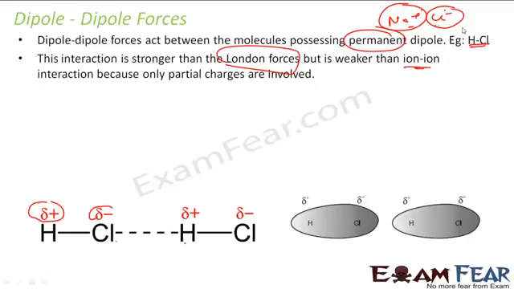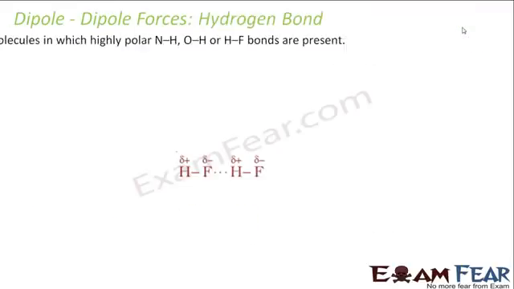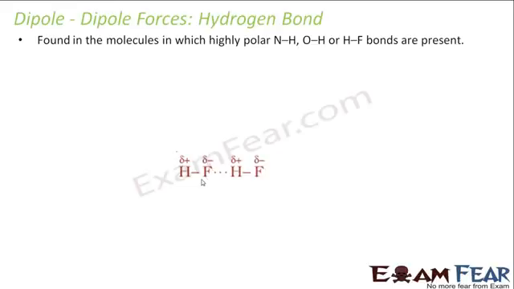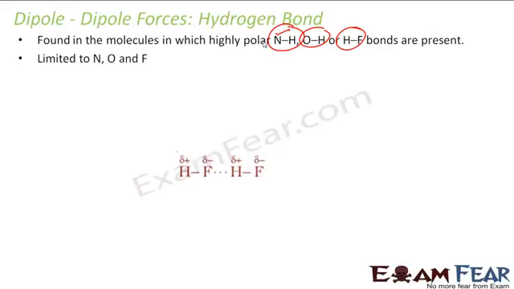Then we have the hydrogen bond. So for example, HF, right? And this is part of dipole force, but this is only with highly polar molecules like NH, OH, HF. In this case, if you see, the electronegativity difference is more, right? And this is limited only to oxygen, nitrogen, fluorine. This is the example of hydrogen bond.